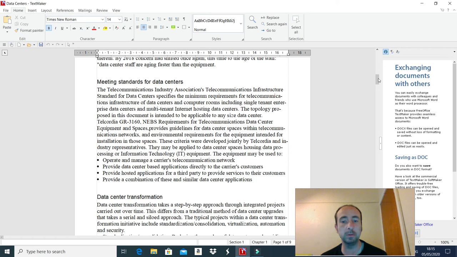The equipment may be used to operate and manage a carrier's telecommunication network, provide data center based applications directly to carriers' customers, provide hosted applications for a third party, provide services to their customers, or provide a combination of these and similar data center applications. So I'm going to leave it here for this video.